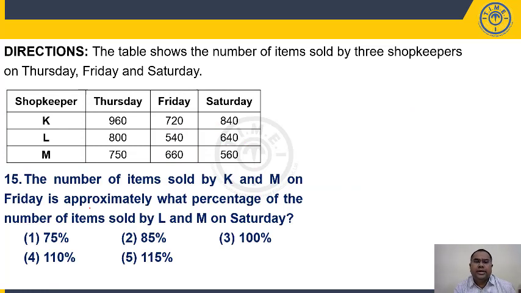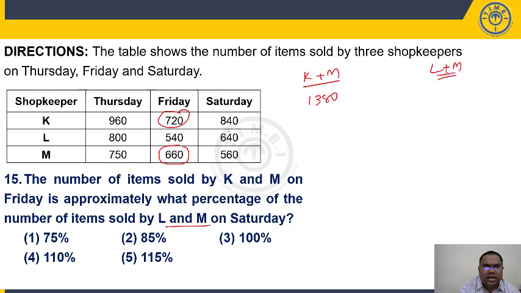In this session, students. So number of items sold by K and M on Friday. K and M on Friday. If you see Friday, K and M 720, 660, 80, 1380. I'm adding two digits, right? 60 plus 20, 80, 7 plus 6 is 13. Approximately what percentage of number of items sold by L and M on Saturday? L plus M on Saturday. L and M on Saturday is, how much is this? 100, 1200. So this is what percentage of this.